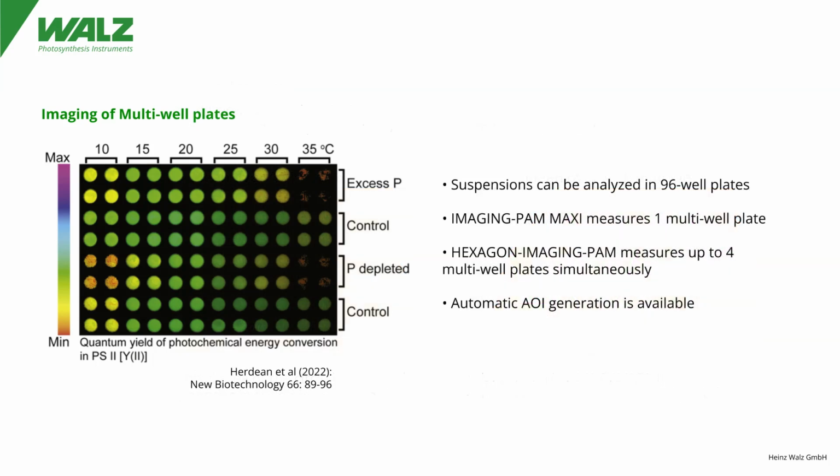The IMAGING-PAM Maxi and HEXAGON-IMAGING-PAM can also be used to measure suspension samples in standard 96-well plates. In the software, areas of interest can be defined to correspond to the individual wells. Well plates are available in different colors. Black plates help reduce reflected light, and additional filter plates can be used to further minimize reflections and improve measurement quality.